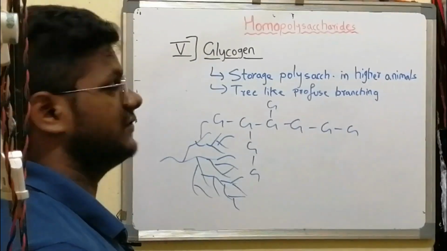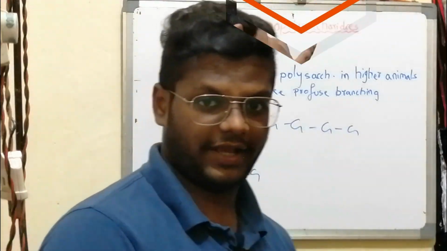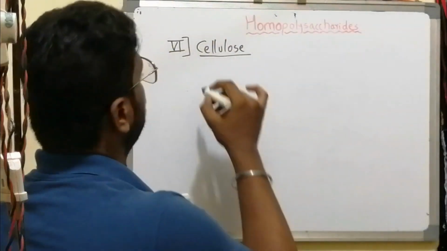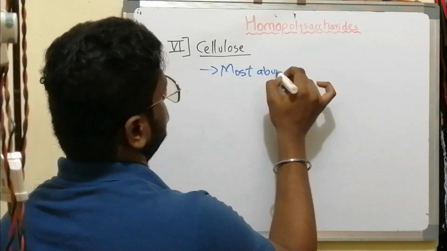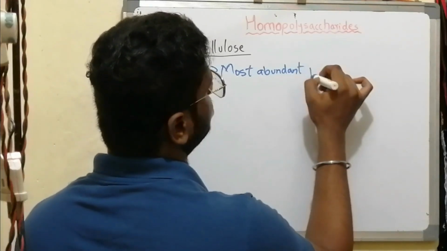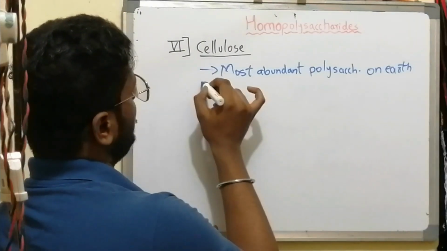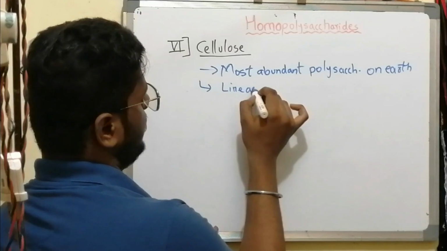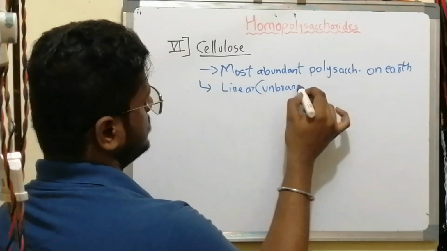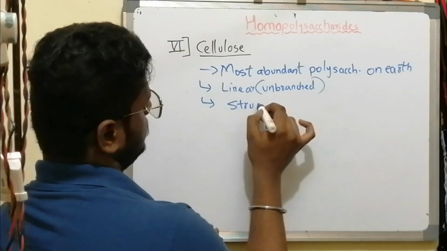The rest of the things about glycogen we will be learning in glycogen metabolism. Let's jump to our next polysaccharide. Now cellulose is the most abundant polysaccharide on earth. It is a linear chain polymer. Linear means unbranched. It is a structural polysaccharide.